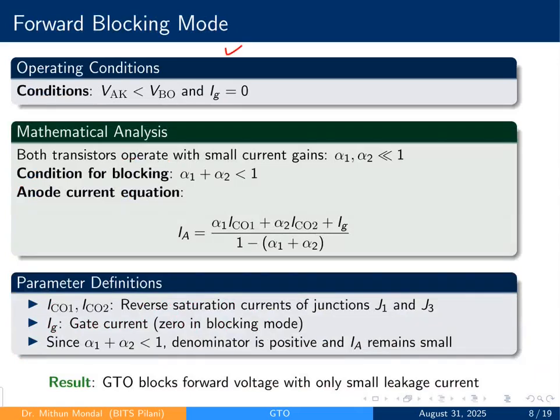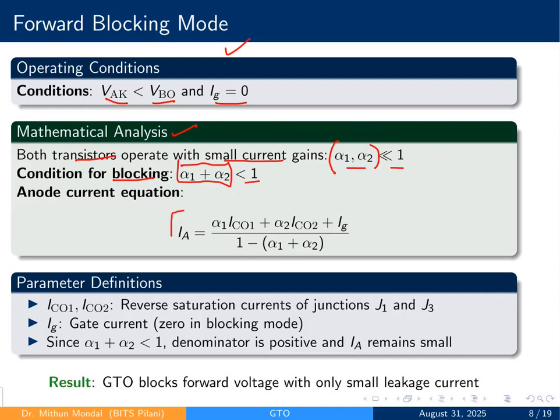In the forward blocking mode of the characteristic, the operating conditions are where the anode to cathode voltage is less than the breakover voltage and the gate current is 0. In the mathematical analysis, both transistors will operate with small current gain. So the current gains alpha 1 and alpha 2 for both the transistors will be very much less than 1, and the condition for blocking is basically when alpha 1 plus alpha 2 is less than 1.